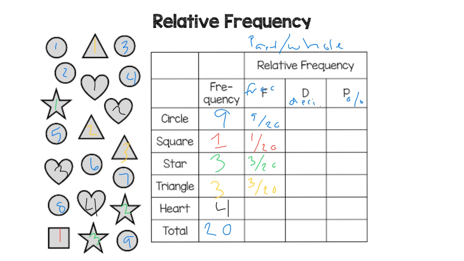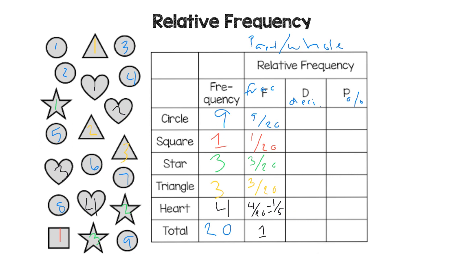For our heart, we're going to have 4 over 20, which we can simplify because 4 and 20 are both divisible by 4. So we can say that this is 1 over 5. And then the last one is that we have our total. So our total is 20 over 20, which is the same thing as saying 1.